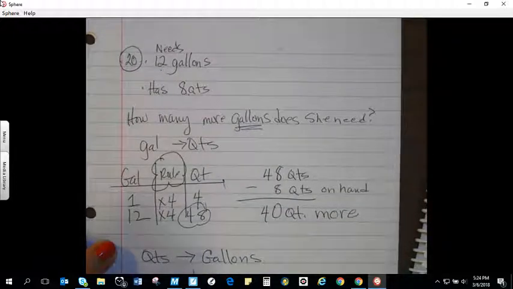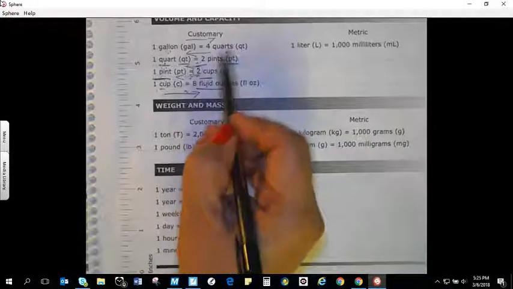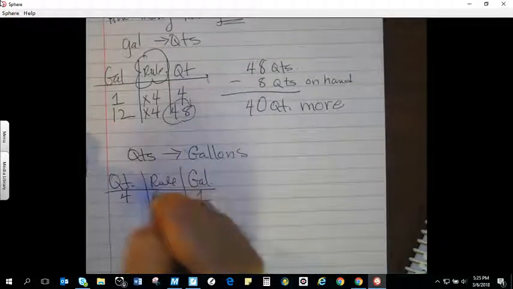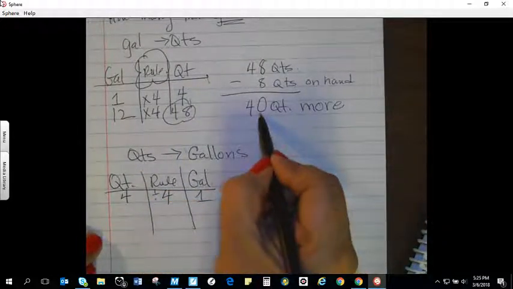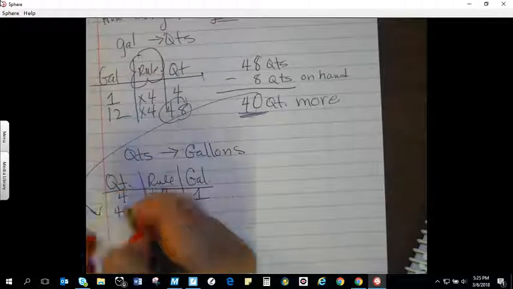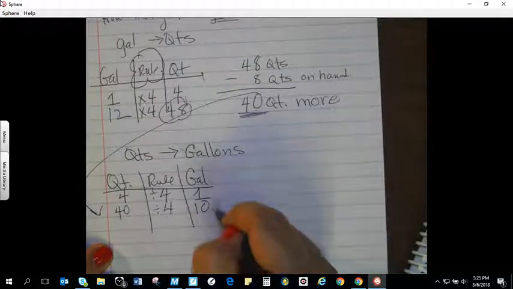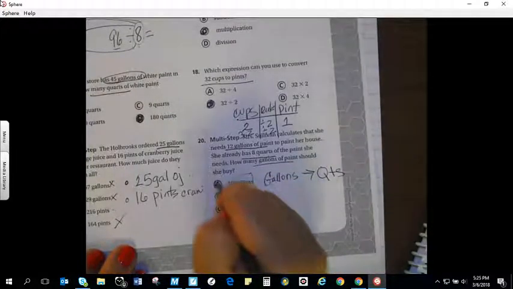So now, again, here's my rule. I'm going quarts to gallons. Look at what we have here. For every 4 quarts, it's equal to 1 gallon. So now I'm going to be dividing. I said I needed 40 quarts more, so 40 divided by 4 equals 10. She needs to buy 10 gallons more. So I'm coming over here, and the correct answer is 10 gallons.